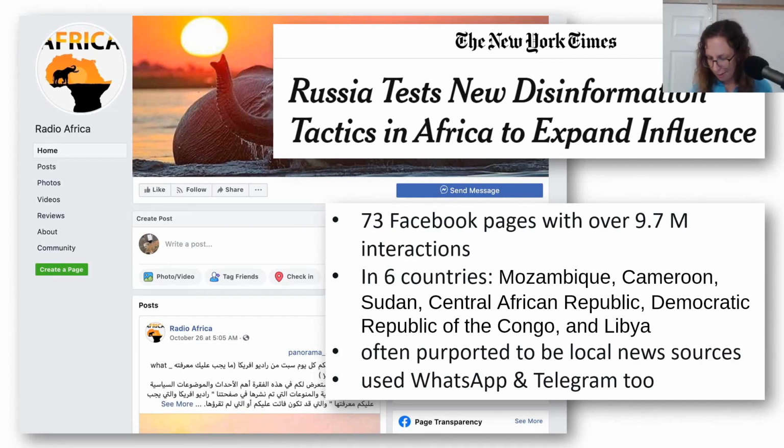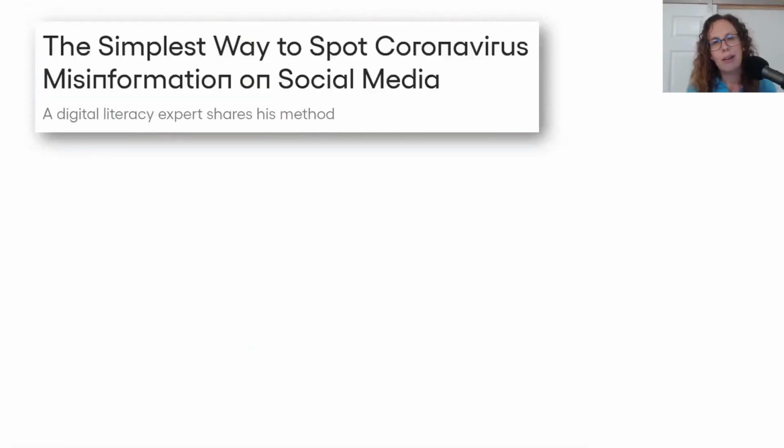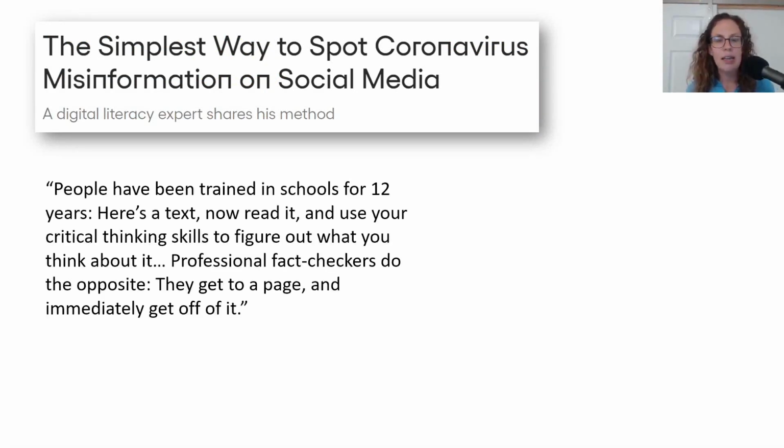And I should say, I've just given 2 examples of Russia. Russia certainly does not have a monopoly on disinformation. There are plenty of people involved in producing it. On a topical issue, there's been a lot of disinformation around coronavirus and COVID-19.